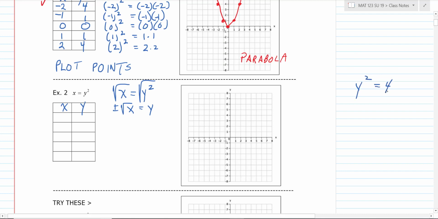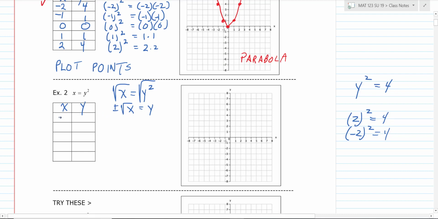If you had this equation right here, there are two answers to it. One of those answers is 2, because 2 to the second is 4. The other answer is negative 2, because negative 2 to the second is 4. That's why we have that plus or minus. It gives us those two answers.